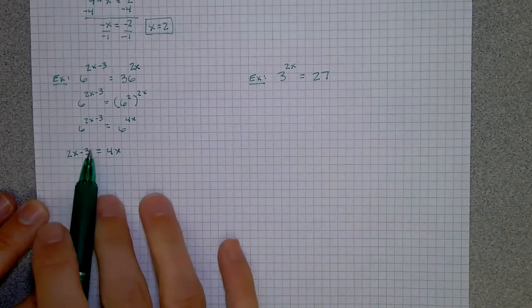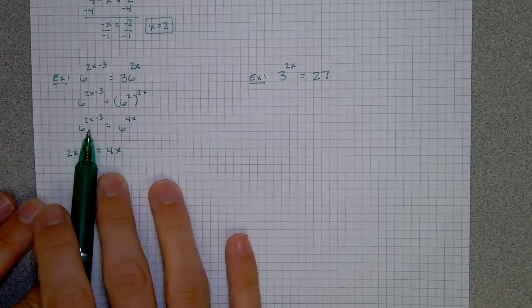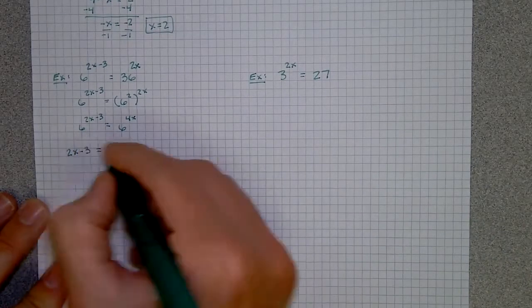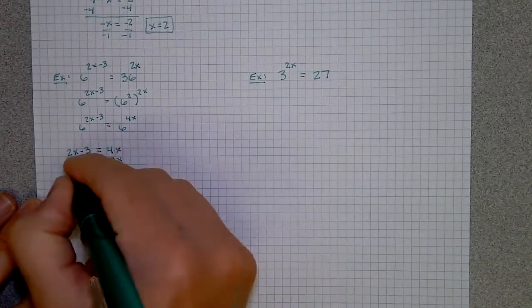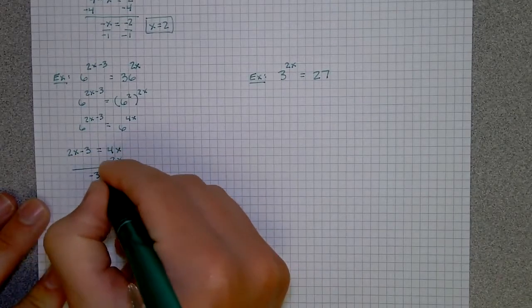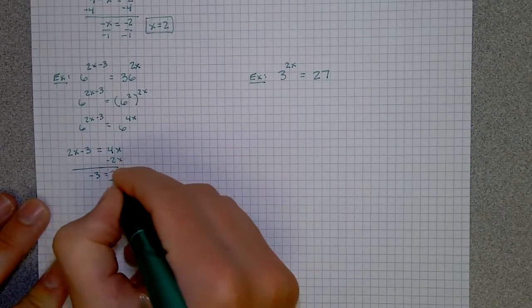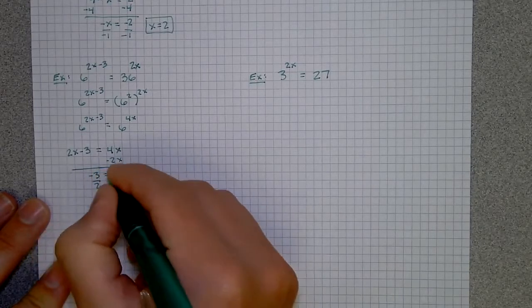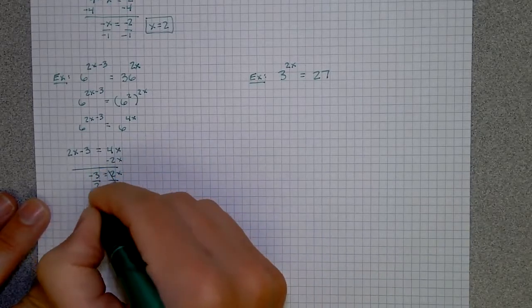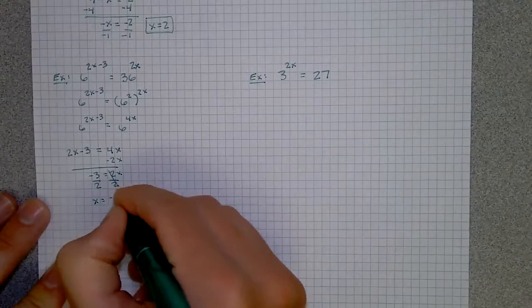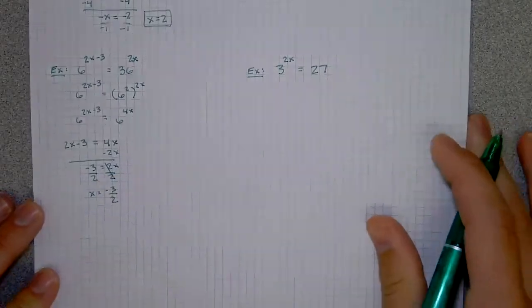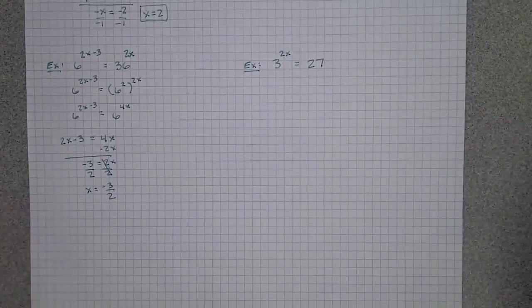So now we just need to set our exponents equal to each other. 2x minus 3 equals 4x. Subtract the 2x over here, gives me negative 3 equals 2x. Divide by 2. x should equal negative 3/2.